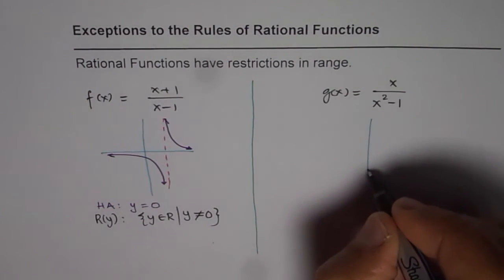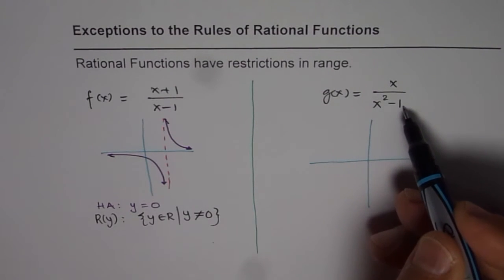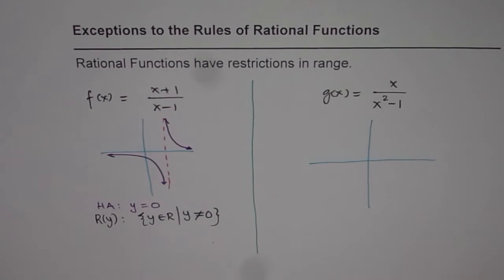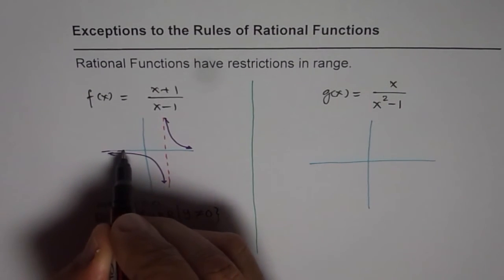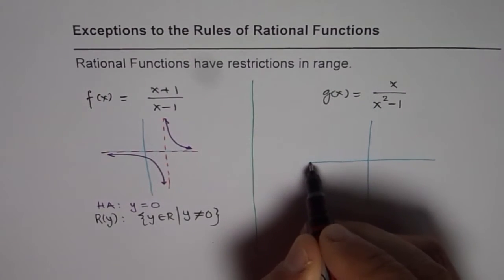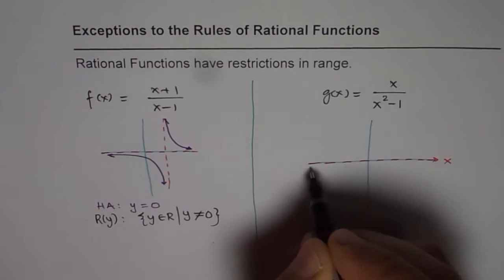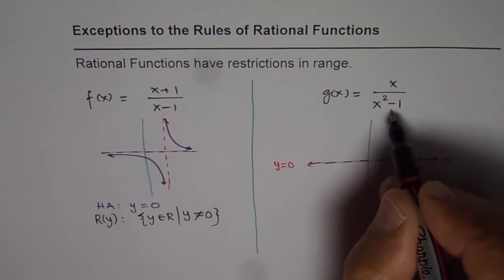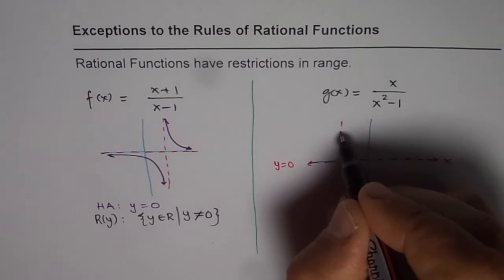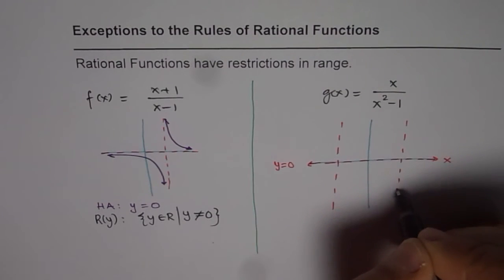Let's take up this example. So in this particular case, we have x over x squared minus 1. Degree of numerator is less than the degree of denominator. So in this case, we do have a horizontal asymptote just as we had here, right? So we have a horizontal asymptote, which is y equals 0. So the x-axis, which is y equals 0, is the horizontal asymptote. We have two vertical asymptotes, one at plus 1 and one at minus 1. So let me draw the one at minus 1 first and then at plus 1, right?